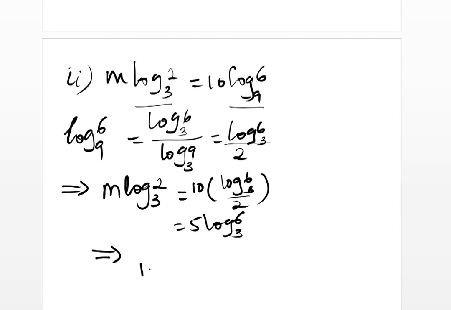Now for me to solve for m, we divide both sides by log 2 base 3. So m equals log 6 base 3 divided by log 2 base 3. That's all for question 1. So let's progress to the next question, Question 2.